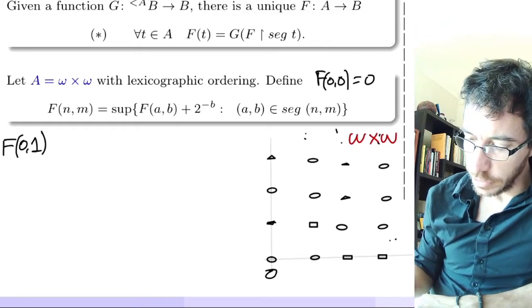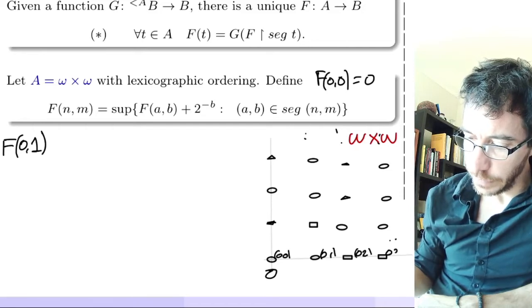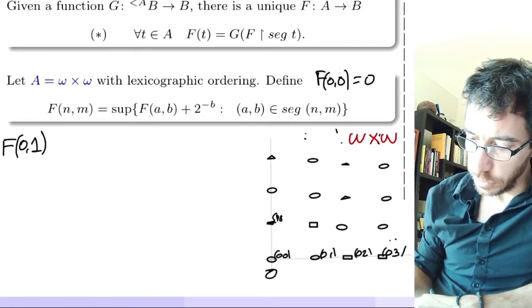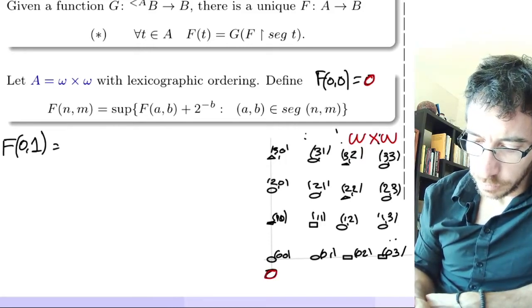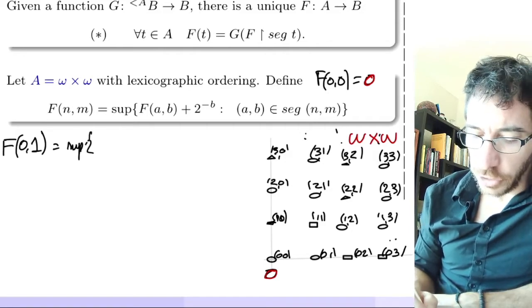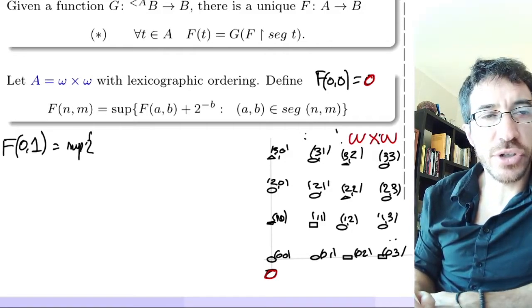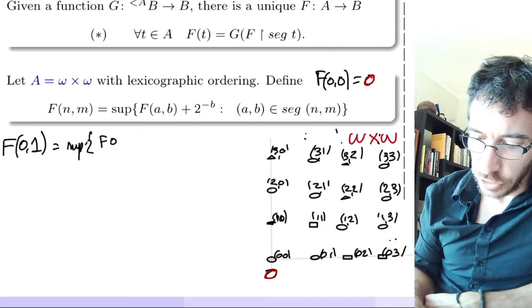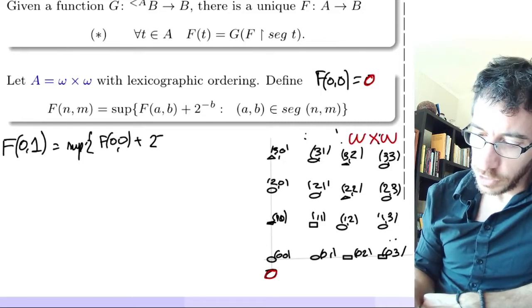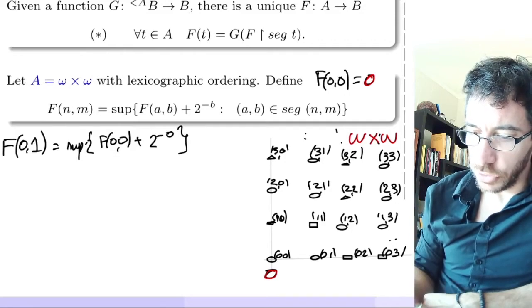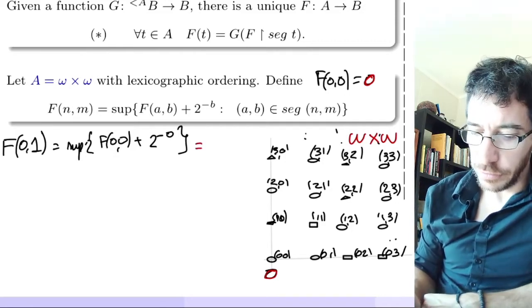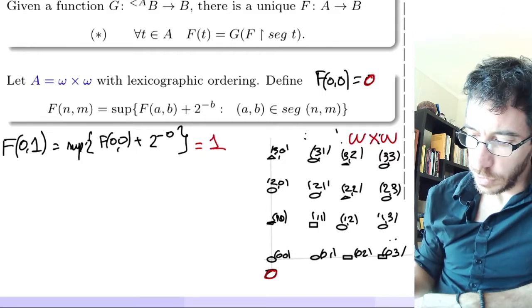So this one here is (0,0), here is (0,1), here is (0,2), (0,3), then (1,0), (1,1), (1,2). So what is f of (0,1)? Well, it's the supremum of the set, and there's only one element below (0,1), which is (0,0). So f of (0,0) plus 2 to the minus 0. And 2 to the minus 0 is 1, and f of (0,0) is 0. So that's 1. So this one is 1.